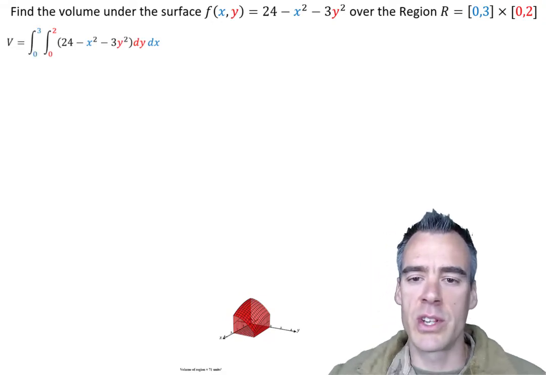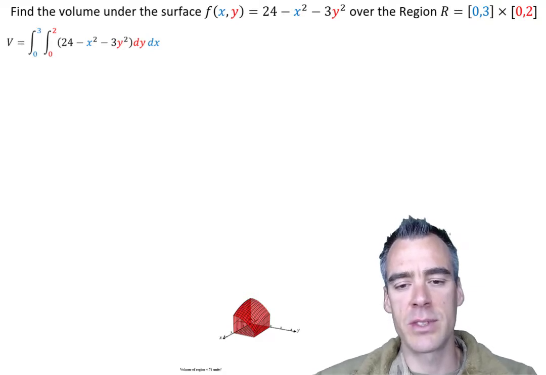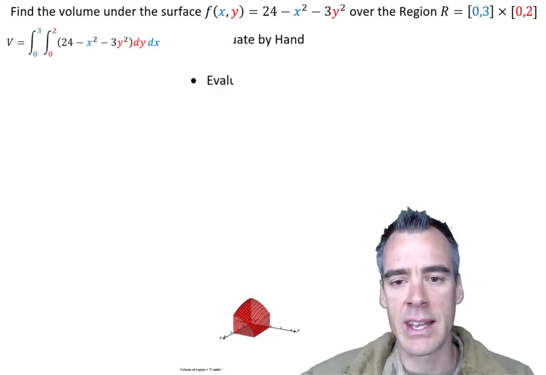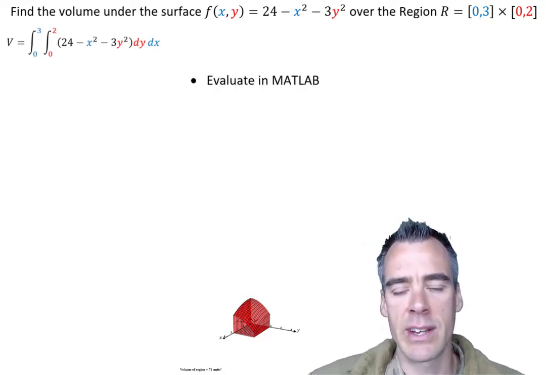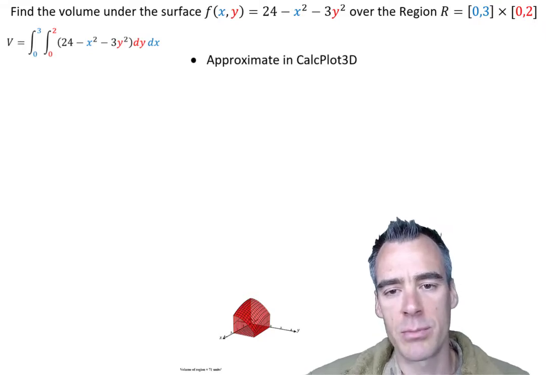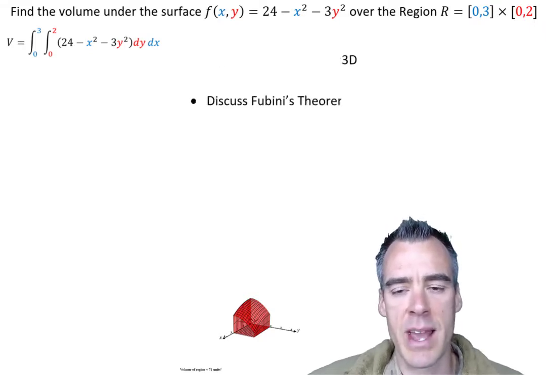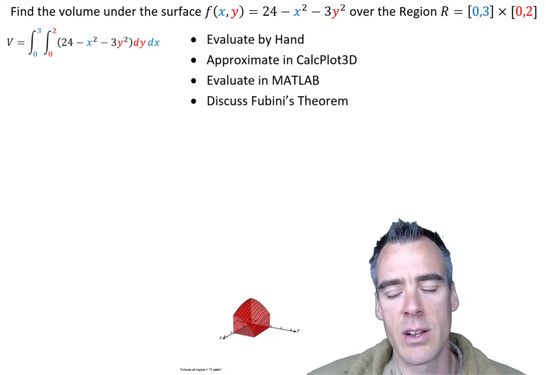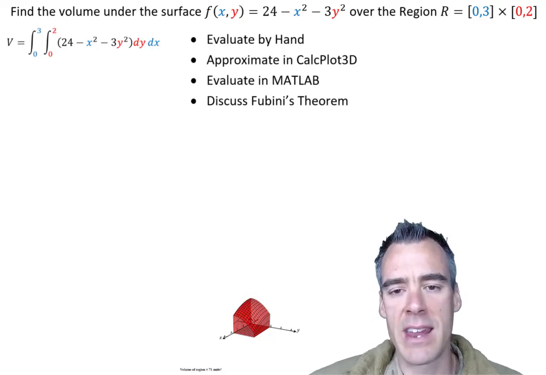So what we'll do is go through the nuts and bolts of doing this by hand, and then we're going to do it in MATLAB and also show it in calc3D, and we're going to briefly discuss Fubini's theorem as it relates to this problem. The process that we do this by hand is really similar to what you're familiar with in Calc 2.